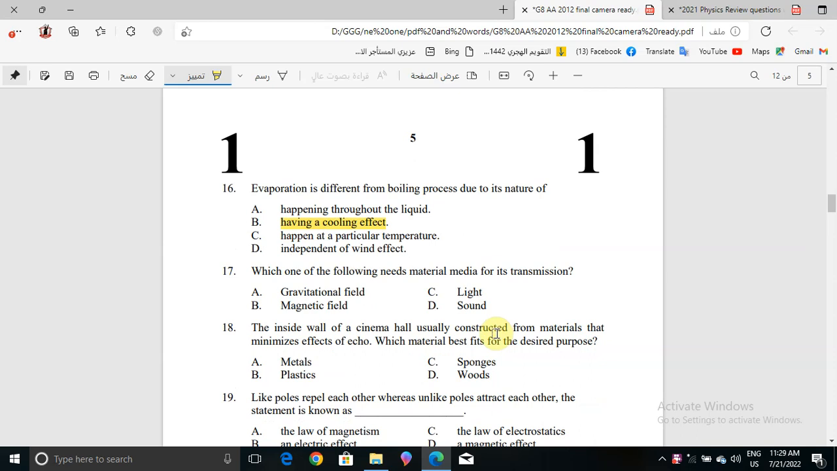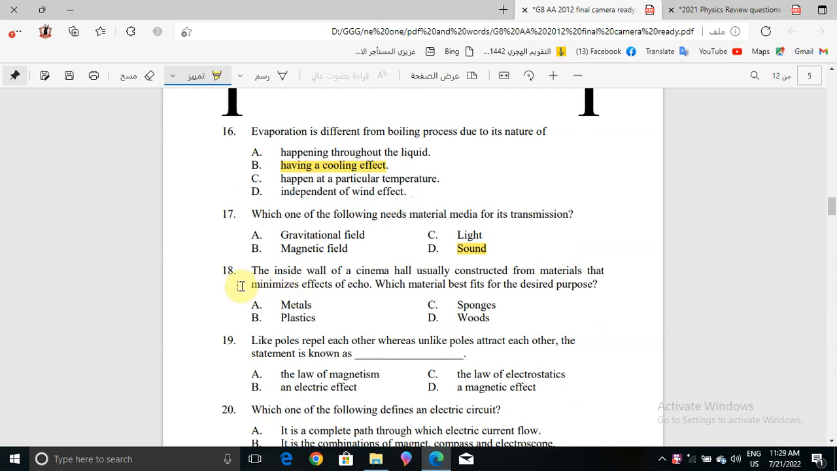Now question number 17. Which one of the following needs a material medium for its transmission? We have gravitational field, magnetic field, light, and sound. The correct answer will be sound, right? Because it travels through vibrations. Now question number 18. The inside wall of a cinema hall is usually constructed from materials that minimize the effects of echo.